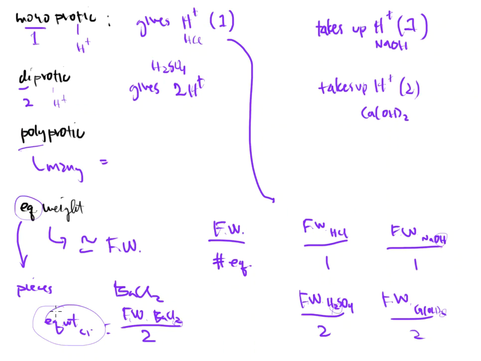And you take the formula weight, divide by the number of that particular thing that you have in the compound, whether it's 1, whether it's 2, whether it's 3, whether it's 4, whether it's 18. Okay? So that is what we call equivalent weight.